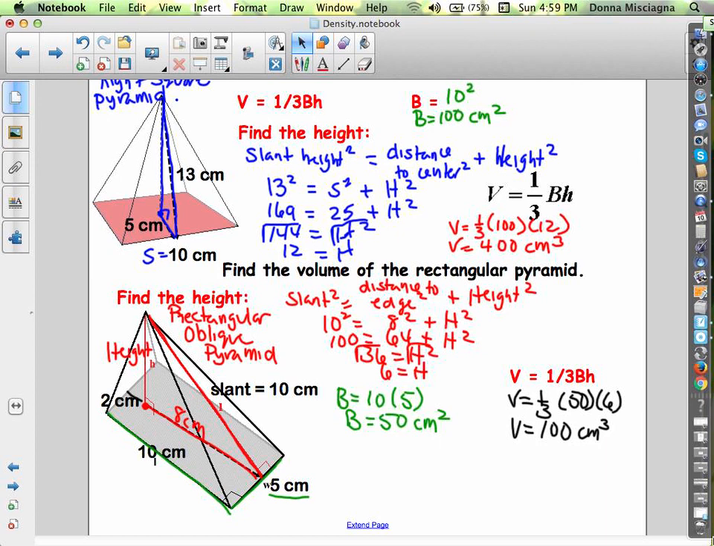I think this might be my last pyramid problem. And if it is, that'll be the end of this video. And in the next video, we'll see cones.